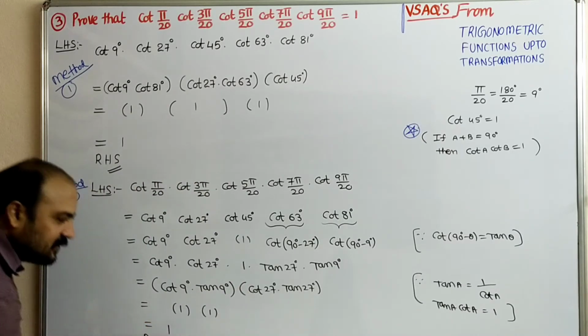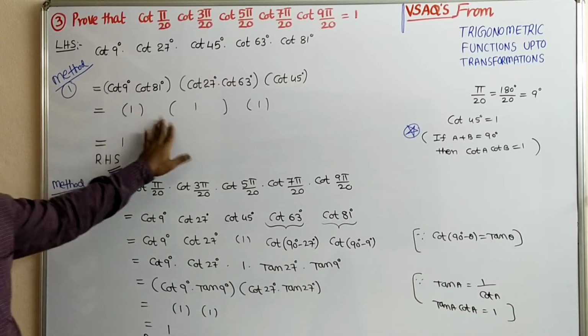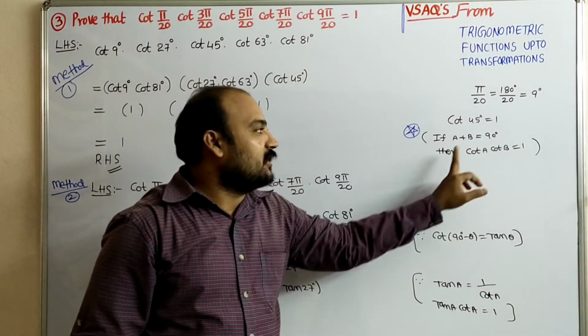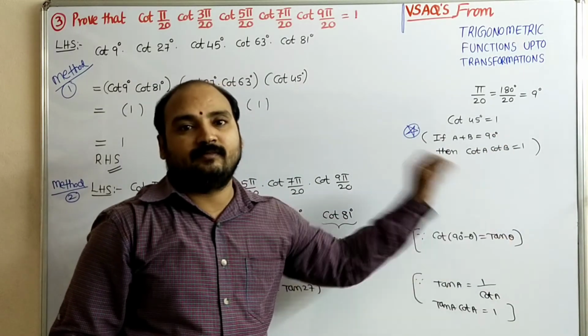Whichever method is easy for you, you can follow. It is not compulsory to use this method or that method, that is your wish. But while writing the first method, you have to write this property: if A plus B equal to 90, then cot A into cot B is equal to 1. You have to write it compulsorily.